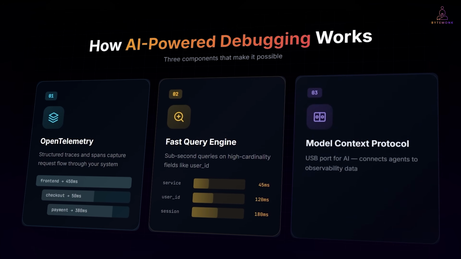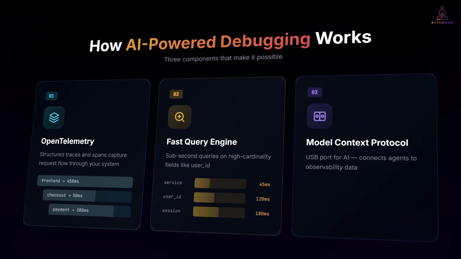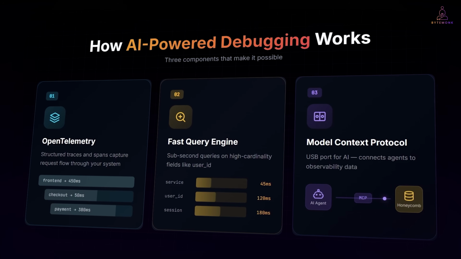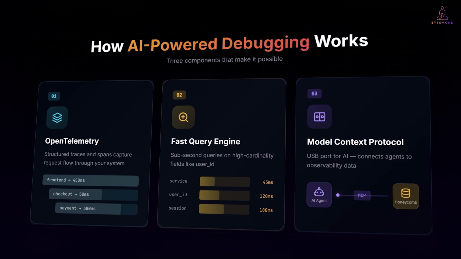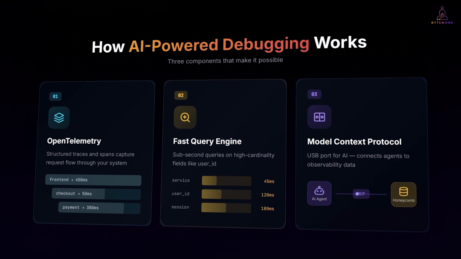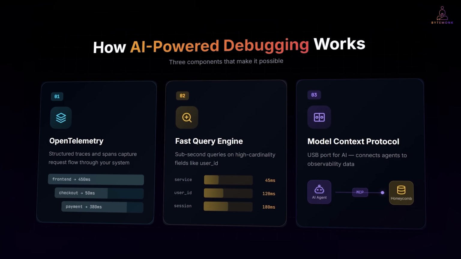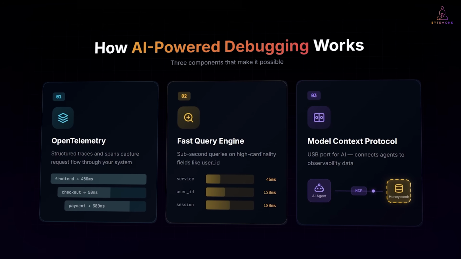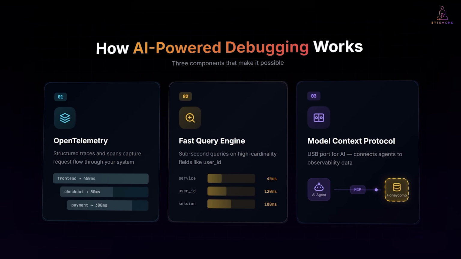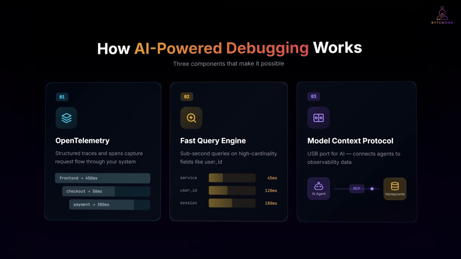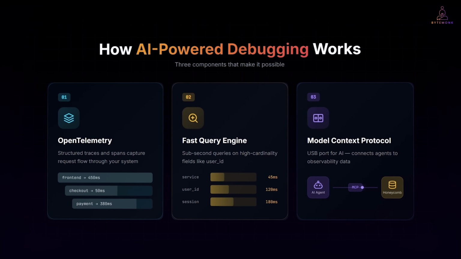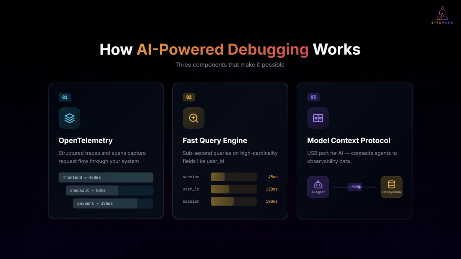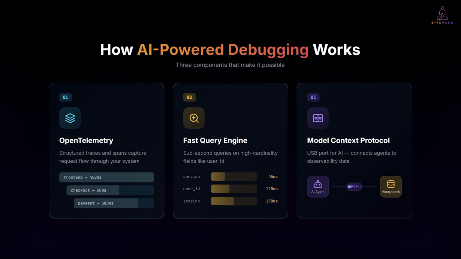Component 3, the Model Context Protocol or MCP. This is the bridge between AI agents and your observability data. Think of MCP as a USB port for AI applications. It's a standardized way for AI agents to connect to external data sources and tools. Honeycomb's MCP server exposes tools that let AI agents query datasets, run anomaly detection, access SLO data, inspect individual traces, and create visualizations. And you can use this directly from your IDE. Cursor, VS Code, Claude. You can ask questions about production while you are writing code without switching context.